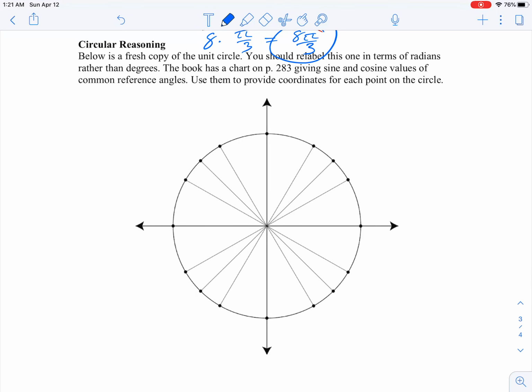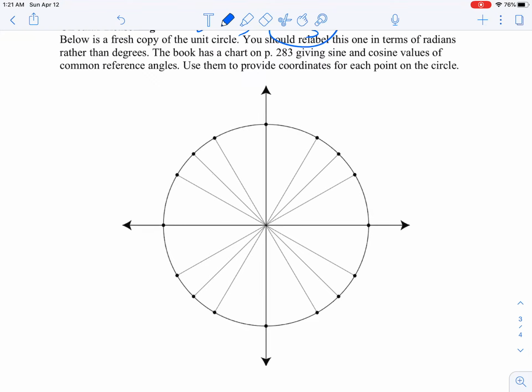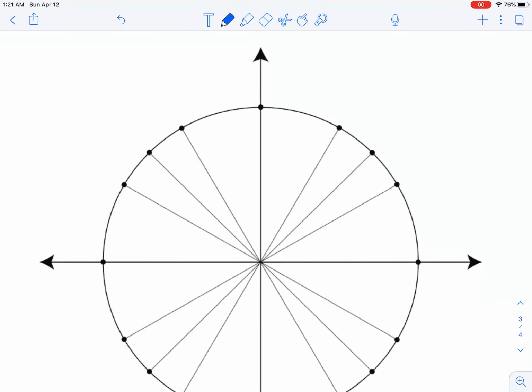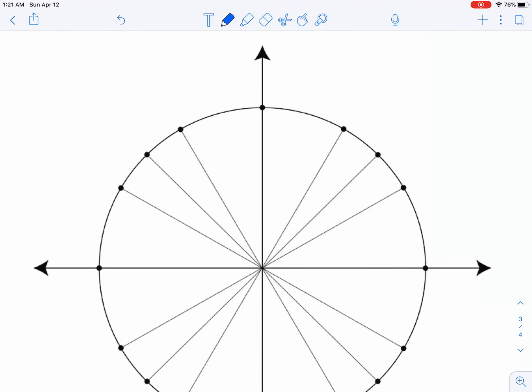Circular reasoning. Below is a fresh copy of the unit circle. You should relabel this one in terms of radians rather than degrees. The book has a chart on page 283 giving sine and cosine values of common reference angles. Use them to provide coordinates for each point on the circle. And I'm going to show you how to get started on this one using angles in the first and second quadrant.